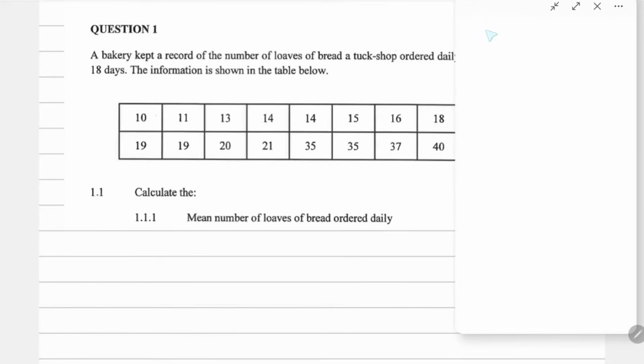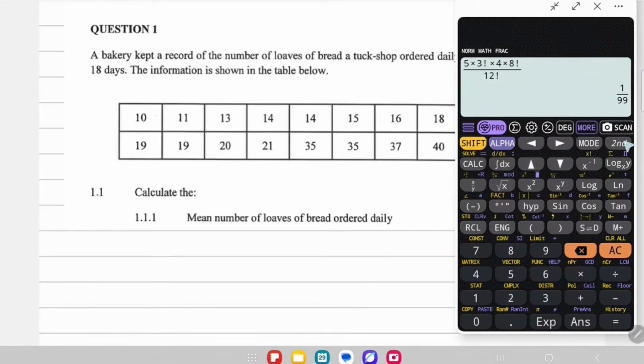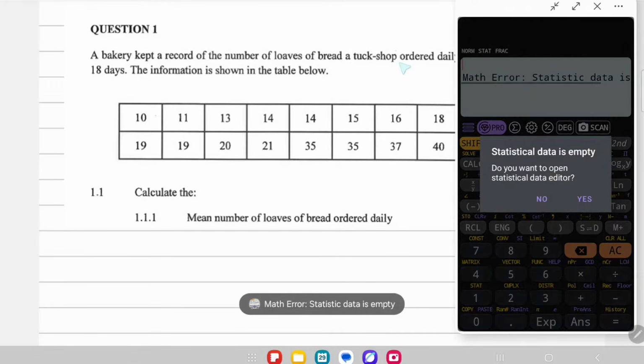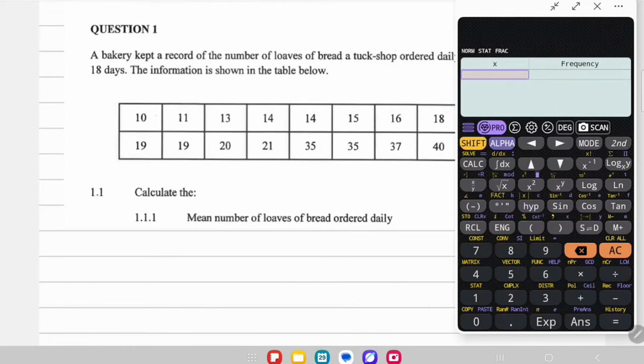So on your calculator, to put in a type of data that only has one variable. Okay, we only have one variable. We're not working with a bivariate data set here. So you're going to press mode and then go for the option stat. But instead of going for a plus bx, you go for 1-VAR, okay, one variable data that we're looking at. Okay, and it's going to look like this.